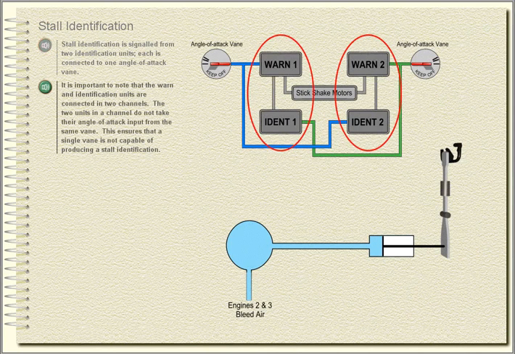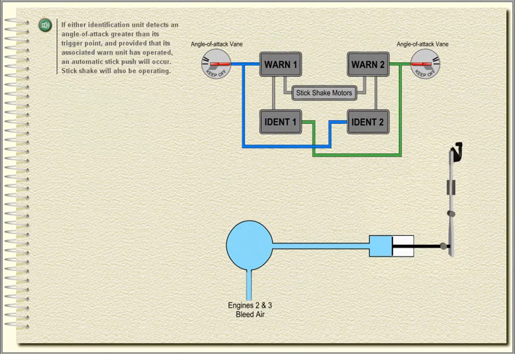It is important to note that the warn and identification units are connected in 2 channels. The 2 units in a channel do not take their angle of attack input from the same vane. This ensures that a single vane is not capable of producing a stall identification.